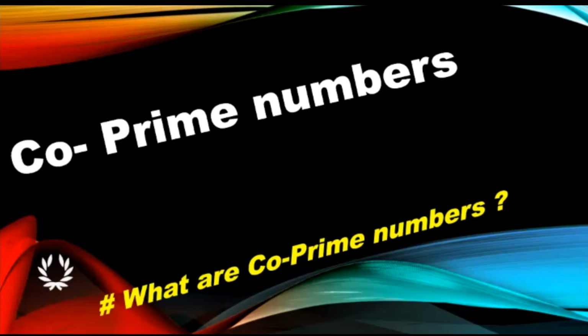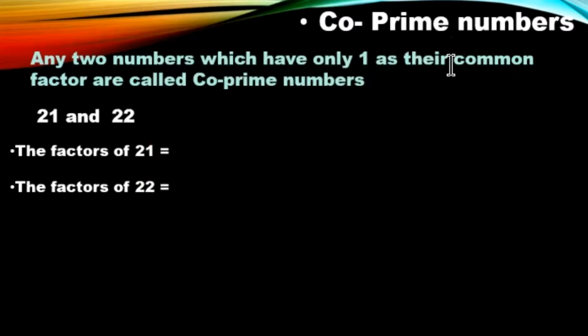Co-prime numbers. Children, today we are going to see what co-prime numbers are. What do we mean by co-prime numbers? For that, first we are going to see the definition. Any two numbers which have only one as their common factor are called co-prime numbers. We will take 21 and 22 as an example and check whether these two numbers are co-prime to each other or not.